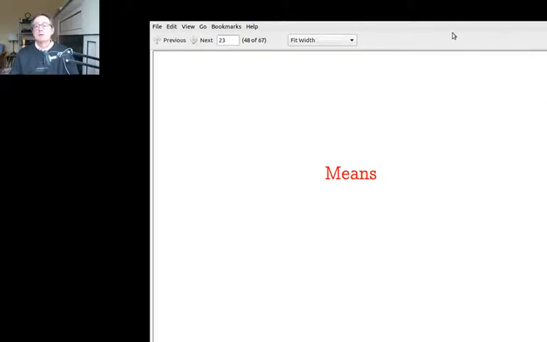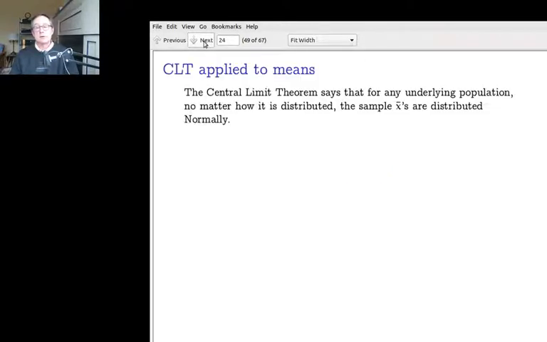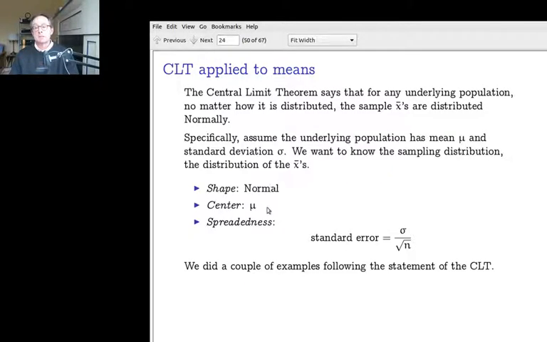Okay, so first we need a formula that says if you are taking x bars and you're in search of mu, what's the center of the sampling distribution and what's the spreadedness of the sampling distribution? So of course, if you're taking x bars and you're in search of mu, the center of the distribution, you expect to be the true number mu.